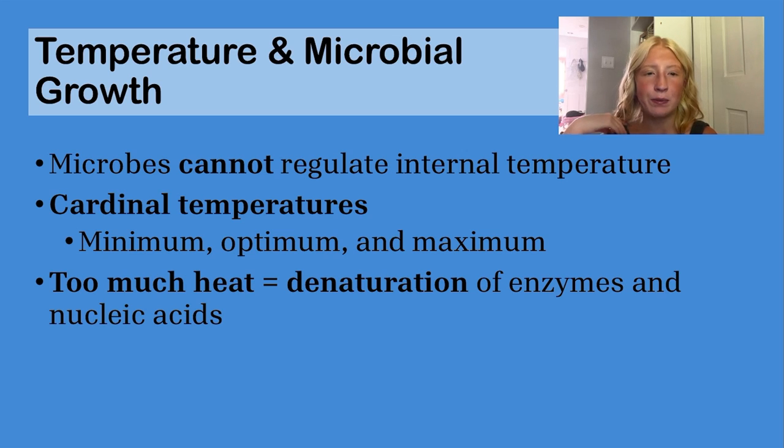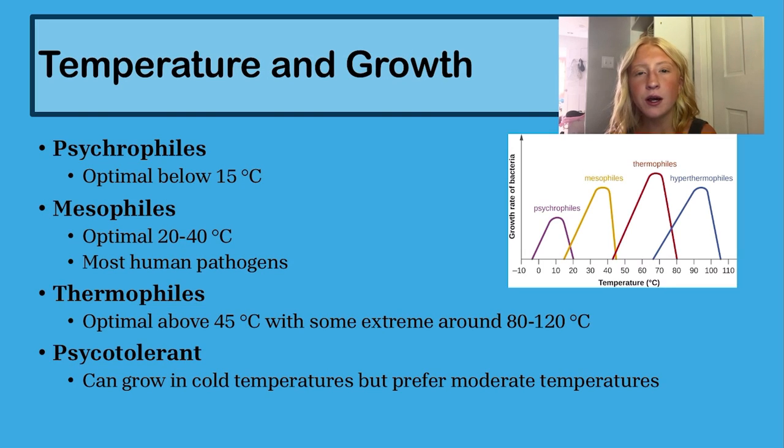So now we're going to talk about temperature and its effect on microbial growth. Each microbe will have a cardinal temperature. So there's minimum, optimum, and maximum. And if the temperature is outside of their range, the activity of their enzymes or stability of their DNA can go south really quick and the organism can die. So there are also classifications for their different temperature ranges.